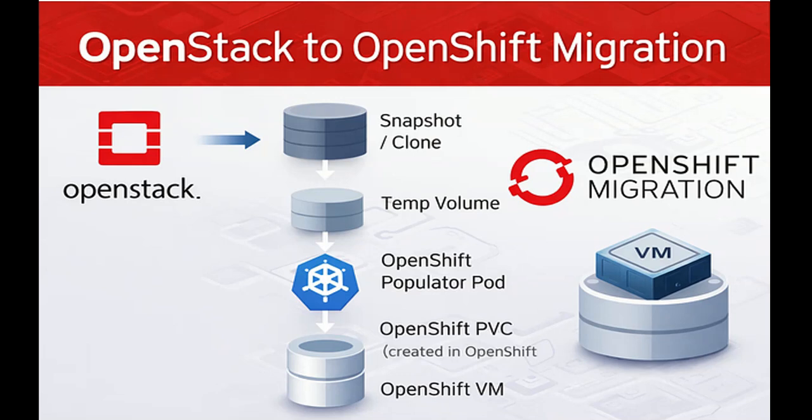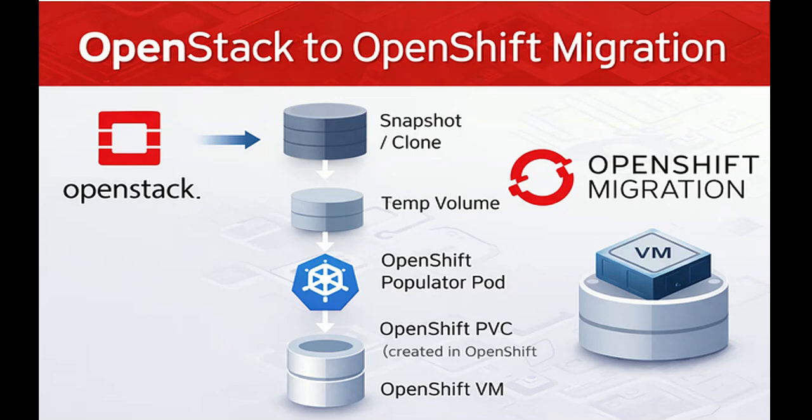In this video, we'll understand how virtual machines move from OpenStack to OpenShift virtualization using Migration Toolkit for Virtualization, also known as MTV. See, VM migration is not a direct disk copy or disk move. MTV doesn't touch the original OpenStack VM disk. Instead, it follows a staged process to avoid data corruption and downtime. So two things happen in migration stages.